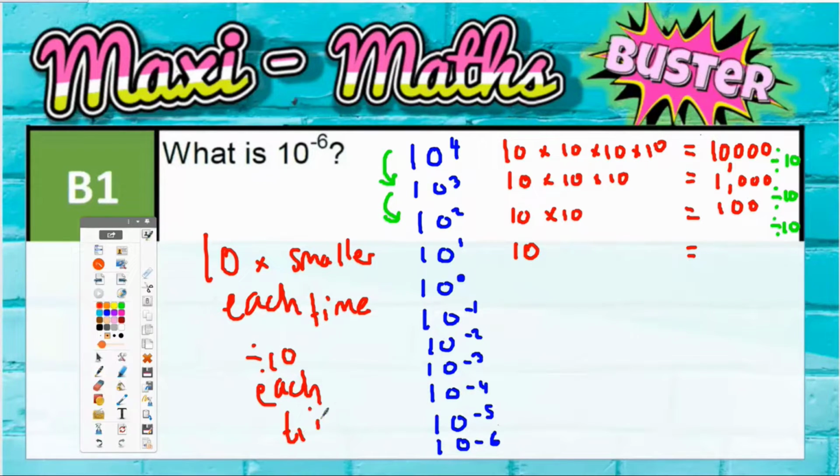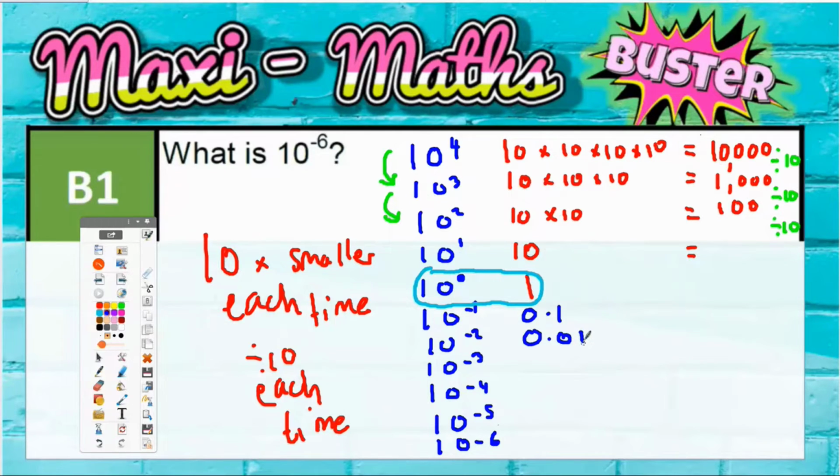And then we can just keep doing that pattern until we get all the way down to 10 to the power of -6. So if 10 to the power of 1 is 10, 10 times smaller than that, so 10 divided by 10 is 1. So 10 to the power of 0 is actually just 1. And some people struggle to get their heads around that, but it is the correct answer. But then we're going to keep going. So 10 to the power of -1 is 1 divided by 10, which is 0.1. 10 to the power of -2 is 0.1 divided by 10, which is 0.01.